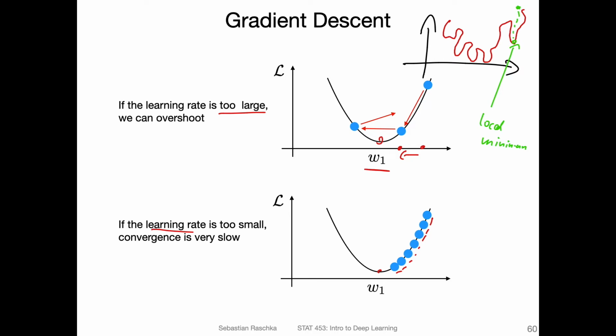let me make maybe a flatter one, something like this. So what could happen is if you have a very small learning rate, you go from here into this pit and then you get stuck here.